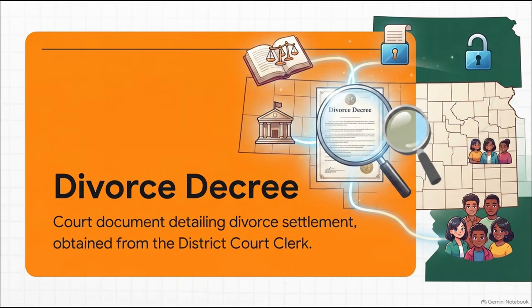So just to be perfectly clear on this, the divorce decree is the actual document you want to search for. Because the decree is a public judicial record under the Kansas Open Records Act, it is completely available to you. You get it straight from the clerk of the district court in the specific county where the divorce was filed. You really want to remember that distinction because it dictates exactly where you need to look moving forward.